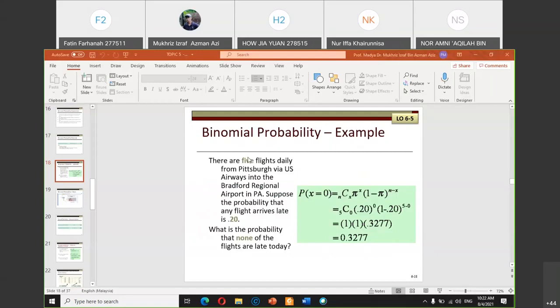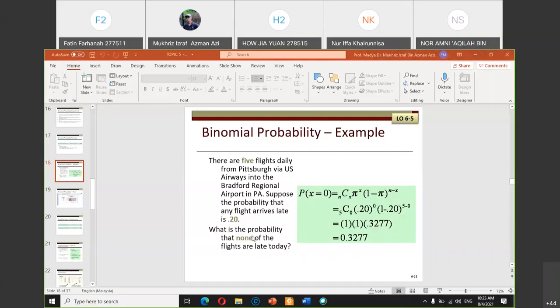The number of trials is fixed at 5. So there are 5 flights, so n will be 5. Pi will be 0.2. And what is our x? Our x is what probability you want to calculate, based on what event? You want to calculate the probability of 0, meaning P(X = 0), or in other words, there are 0 flights that arrive late, or in other words, all the flights arrive on time.